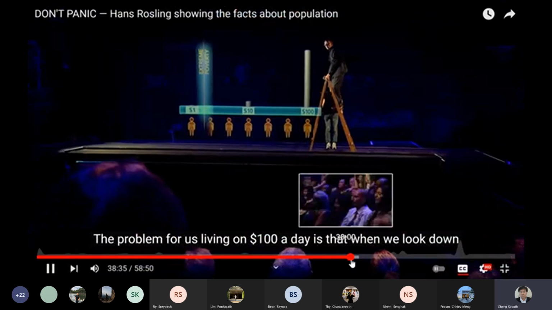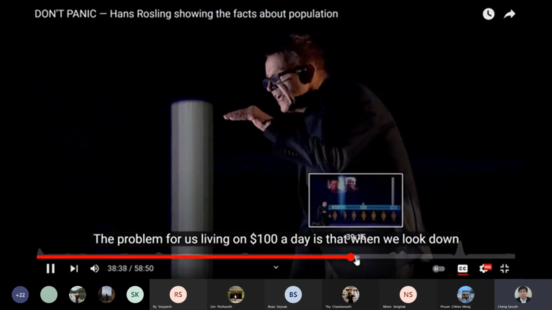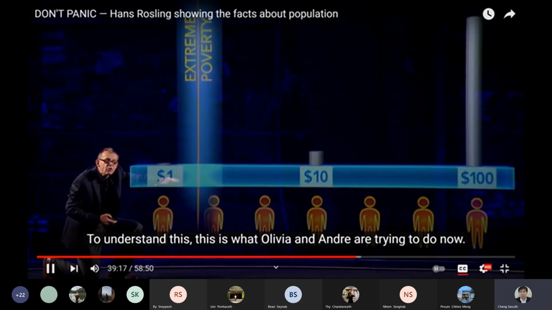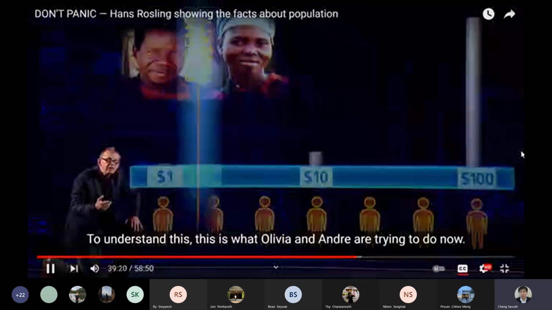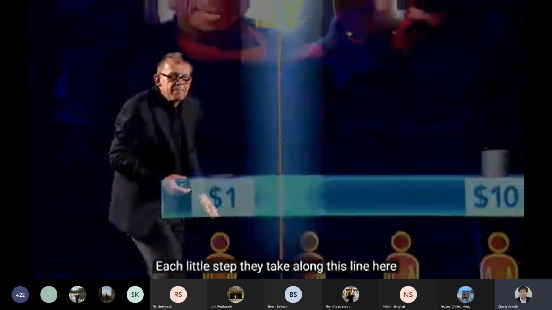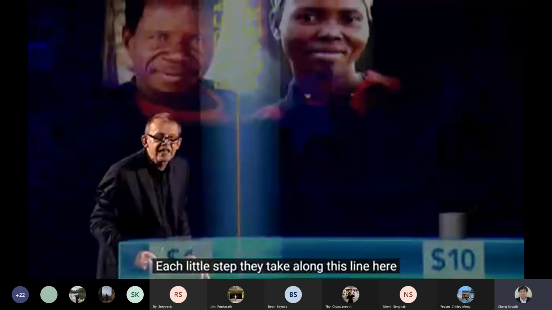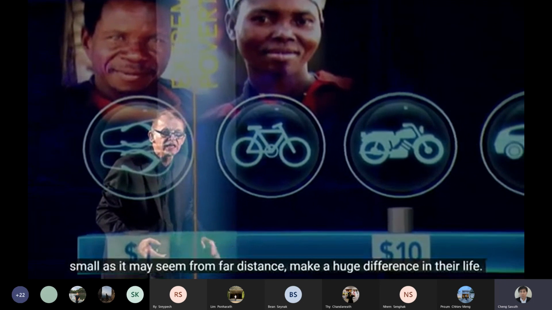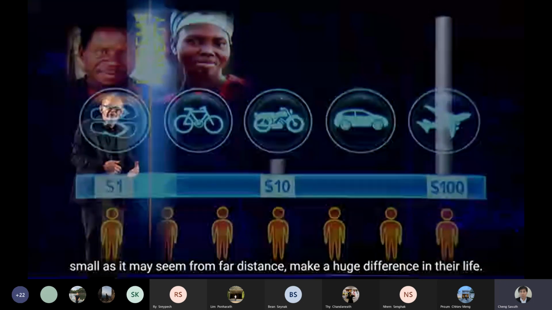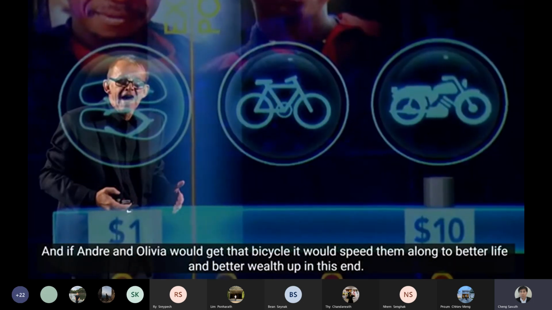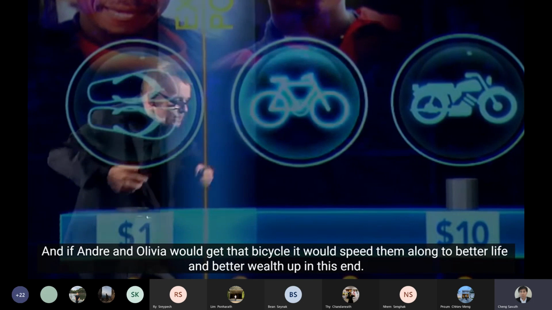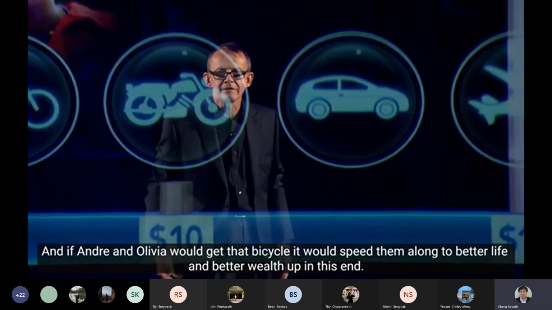The problem for us living on $100 a day is that when we look down on the difference, you know, and to understand this, this is what Olivia and Andre are trying to do now. Each little step they take along this line, from the shoes towards the bicycle, small as it may seem from far away, makes a huge difference in their life. And if Andre and Olivia would get that bicycle, it would speed them along to a better life and better wealth up in this end.